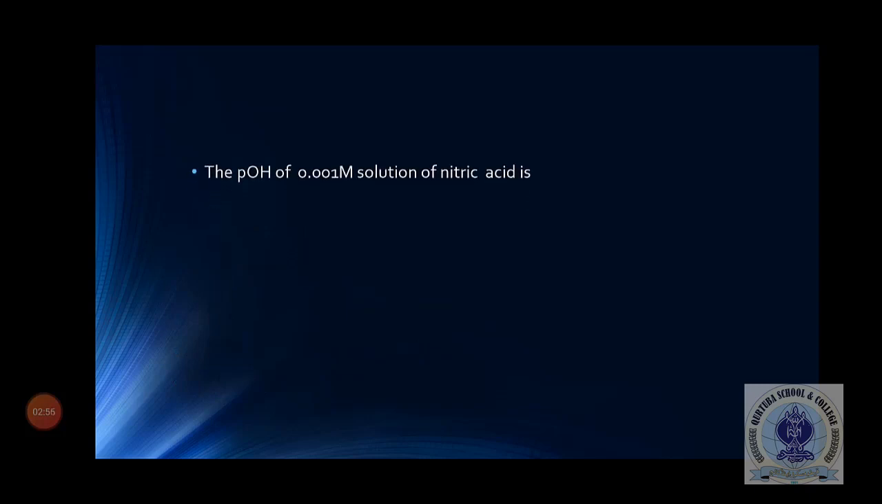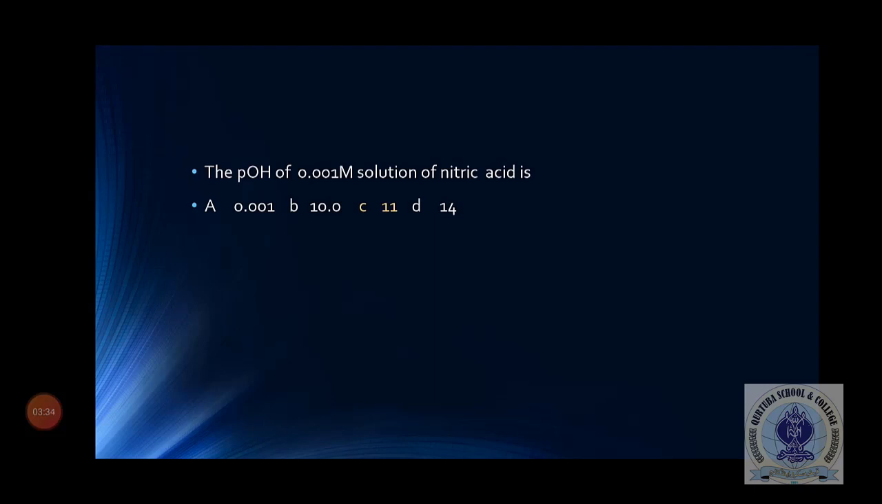Now, what will be the pOH of a 0.001 molar solution of nitric acid? pH can be defined as the negative log of hydrogen ion concentration, while pOH can be defined as the negative log of hydroxyl ion concentration. We also know that pH plus pOH equals 14. We are given a 0.001 molar solution, that is, the H+ ion concentration of nitric acid. When we put this value in the pH formula, we get the answer 3.